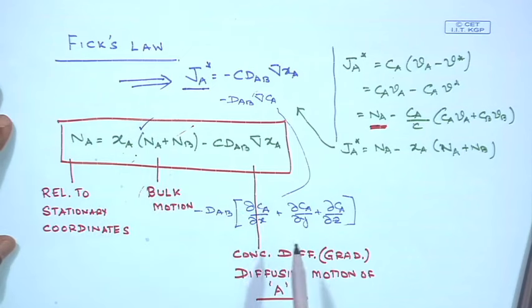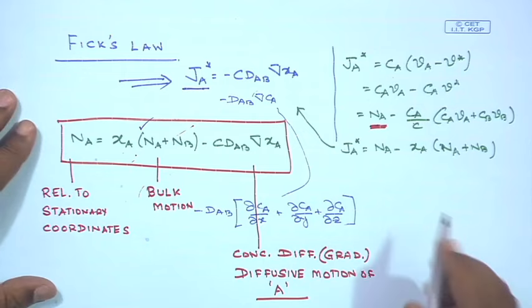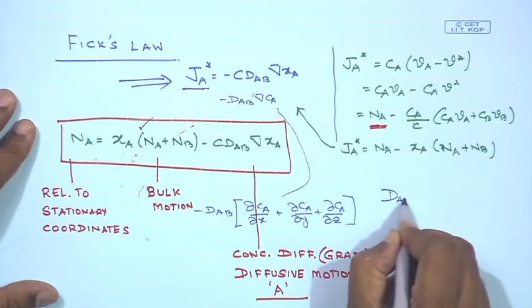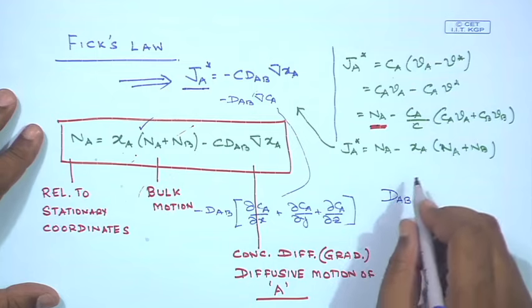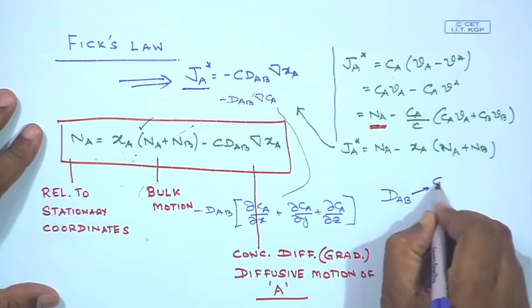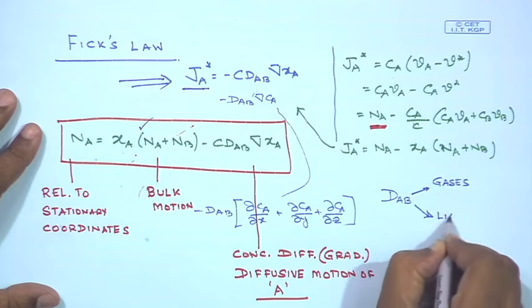So, in absence of any such generalization, any such simplification, the expression to be used for the molar flux of component A will consist of two terms, one due to bulk motion and the other due to the concentration gradient. So, this DAB, which is the diffusion coefficient of A and B, for they behave slightly differently for gases and for liquids.